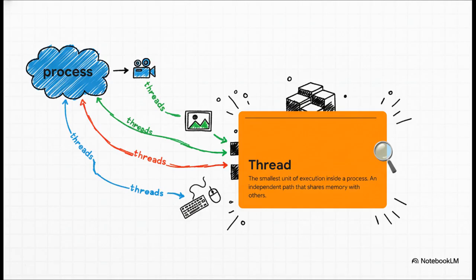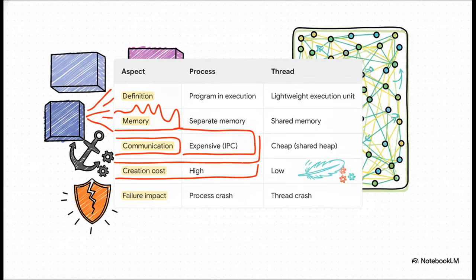But here's the crucial part. They all share the same memory. And that is the secret to their power. This table really lays it all out, doesn't it? Just look at the rows for memory and communication. A process has its own separate private memory space. That makes it really isolated and safe, but it also makes it super expensive to create and really slow to communicate with. Threads, on the other hand, share their memory. They give up a little bit of that safety for just incredible speed and efficiency. That one difference is pretty much the whole reason multithreading is so powerful.